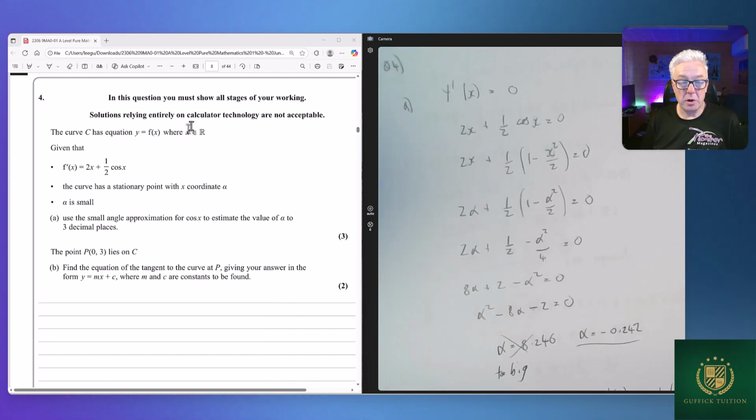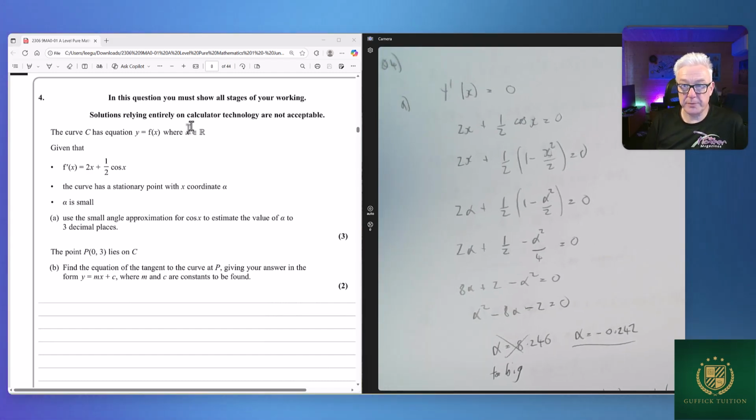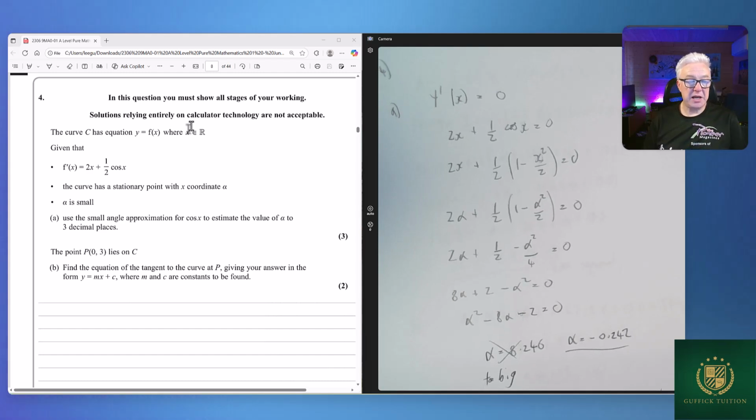Okay, we have question 4 on paper 1 from 2023, and it's a small angle approximation question. It says the curve C has the equation y equals f of x, where x is a real number. Given that f dashed of x is equal to 2x plus a half cos x, and that the curve has a stationary point with x coordinate alpha, and that alpha is small.